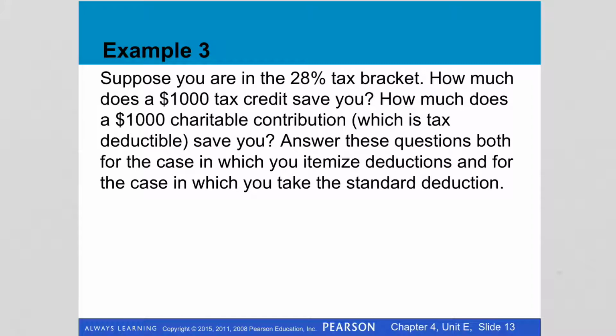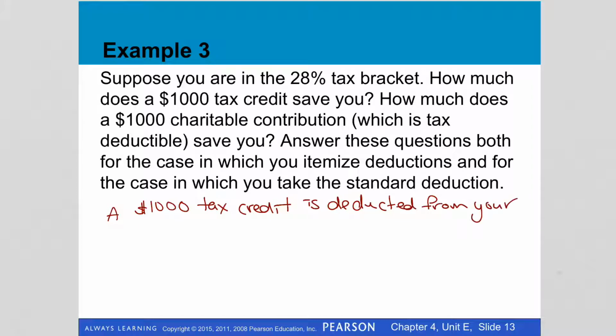Okay. So first, a $1,000 tax credit is deducted from your bill, so it saves you all $1,000.